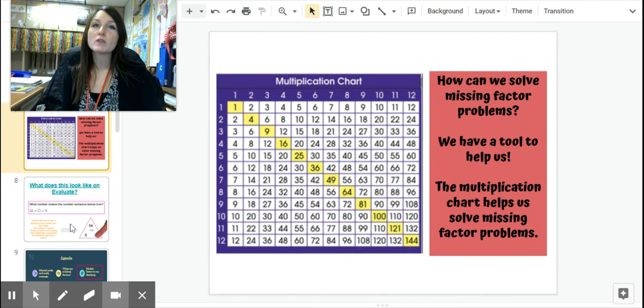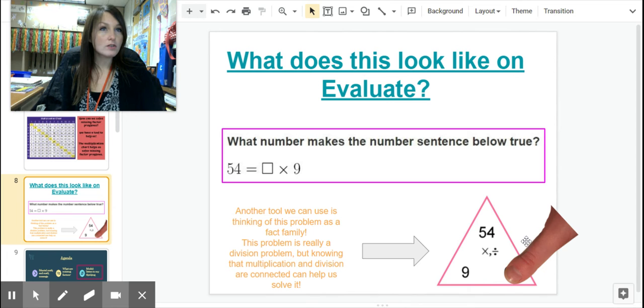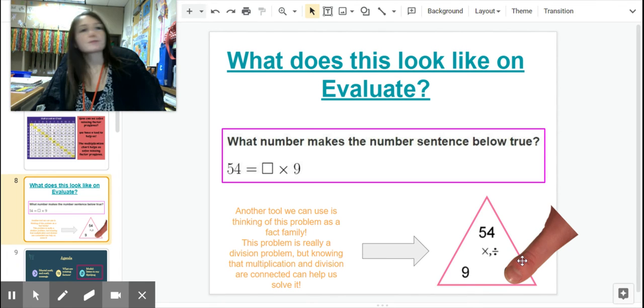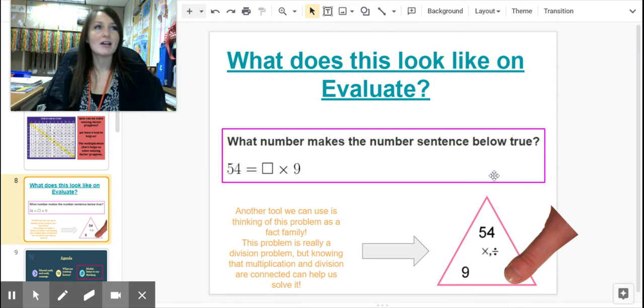That's not the only tool we can use. We can also use our fact families. And you could say, look at this. This was actually a question on Evaluate. 54 divided by 9, what's that missing factor? Or 9 times what equals 54? And it was written like this on Evaluate: 54 equals what missing factor times 9, okay?